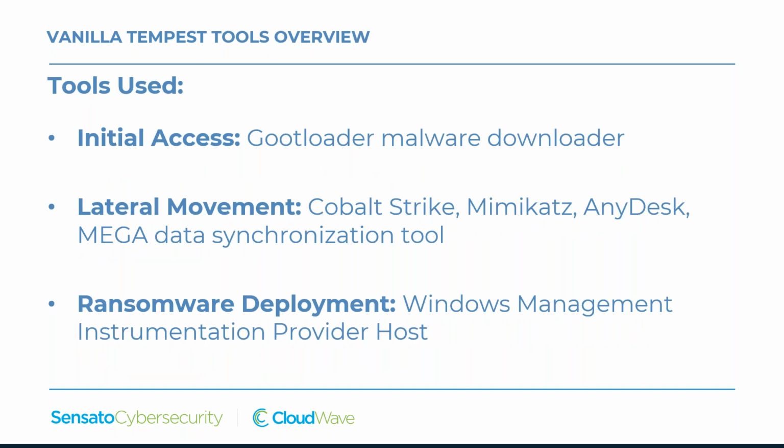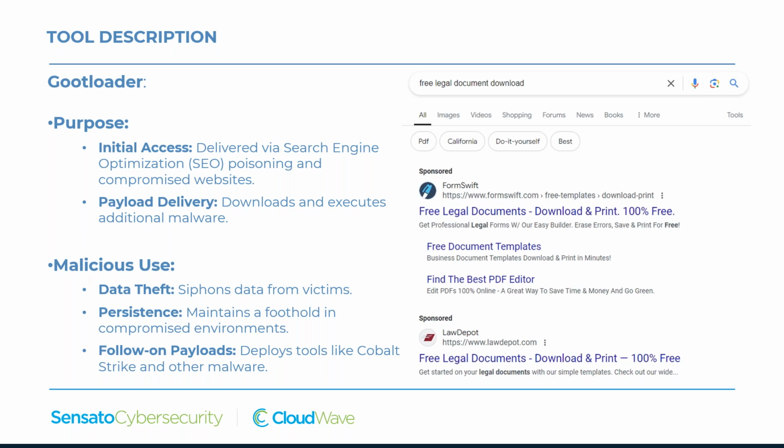So the actual tools they use are bootloader, a malware downloader. For lateral movement, they're using Cobalt Strike, Mimikatz, AnyDesk, and Mega. Now we're going to talk about all of these as we go through the slides. And for ransomware deployment, they're using the built-in WMI feature of Windows. So, bootloader.